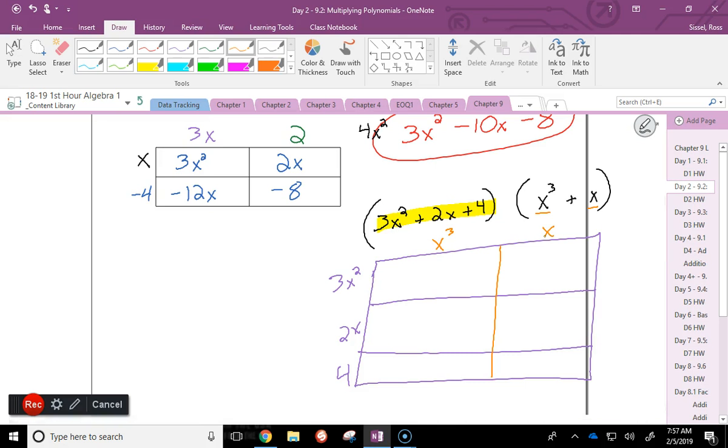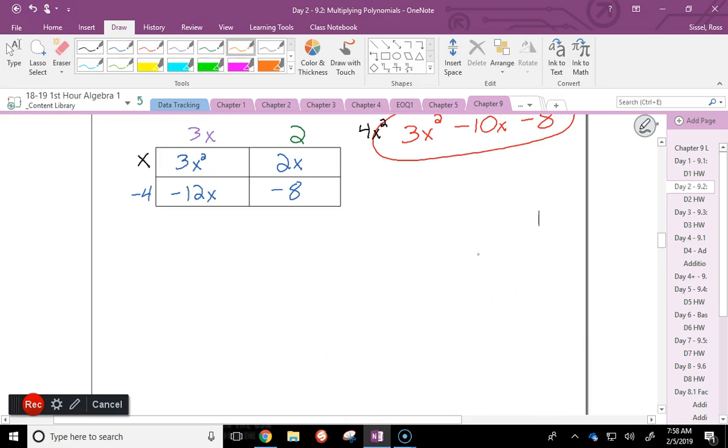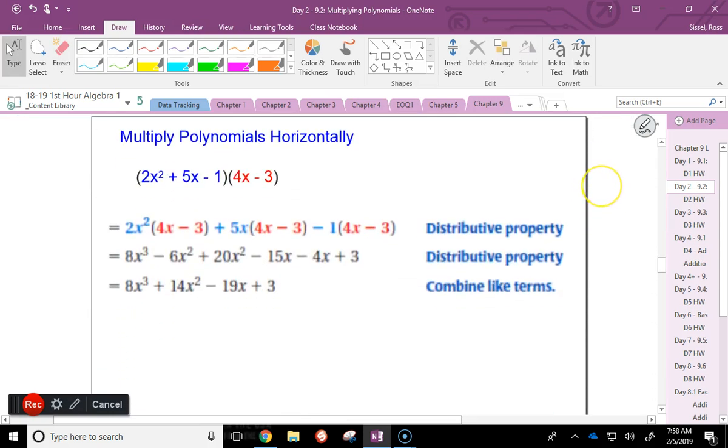Any questions about how we set it up? It's kind of funny. The box method is actually a method for regular multiplication we use in elementary. Alright. Next one.